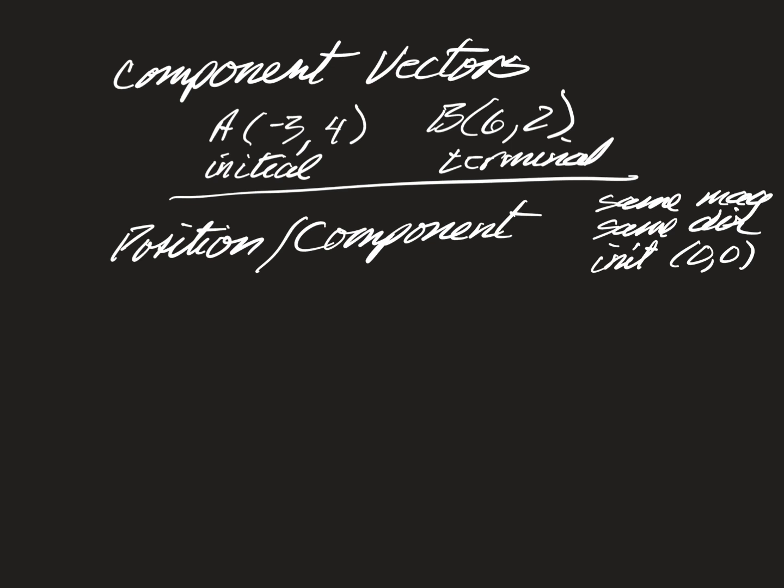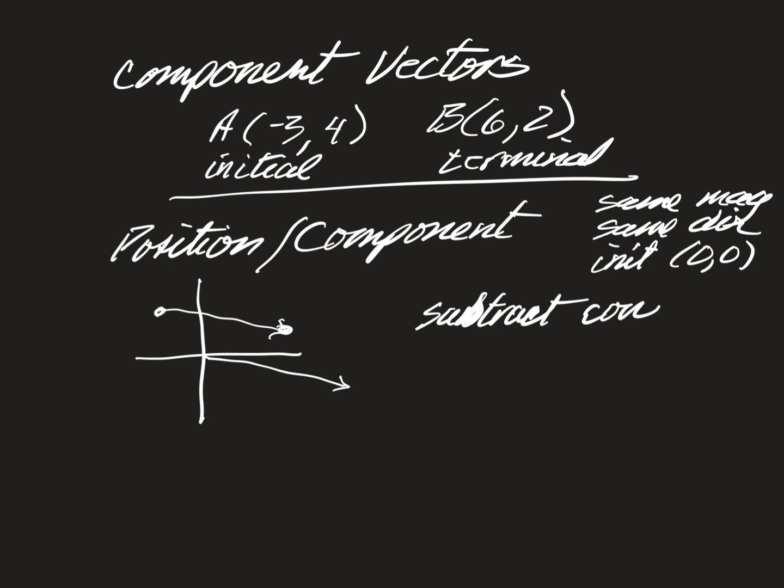So all you have to do is recognize that geometrically, -3, 4 is like here, 6, 2 is like here. And so you're trying to find the vector here like that. And so in order to do that, all you have to do is subtract components. I'm sorry, you subtract corresponding X and Y values, all right?